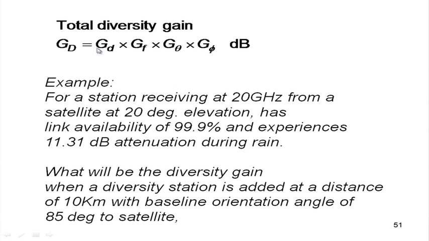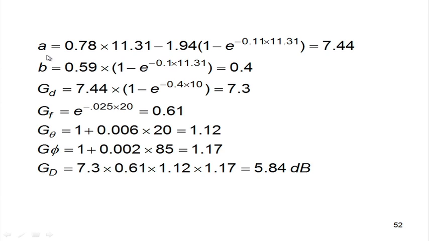Each of the GD, GF, G theta and G phi has to be calculated based on the numbers which are available here. Simple. First you calculate the coefficient A based on that model I mentioned earlier, and then coefficient B based on the same model. So using those A and B you find out the GD, then based on the frequency in gigahertz you find out GF, based on the elevation angle you calculate G theta, based on the baseline azimuth angle G phi, and multiply all of them, you get 5.84.